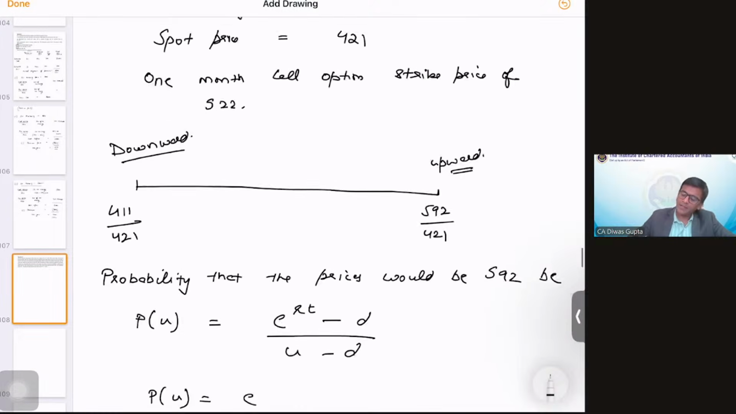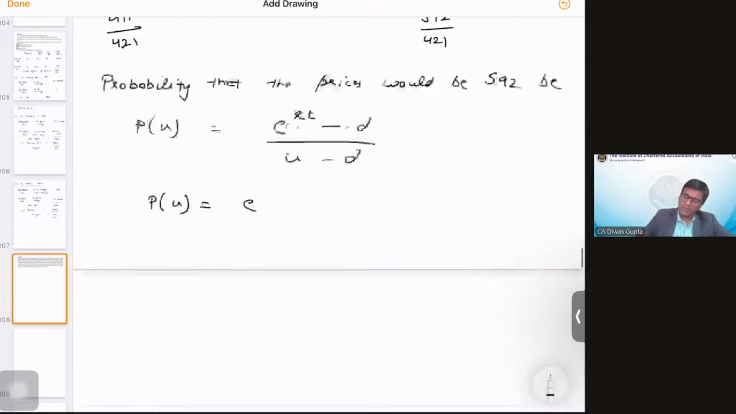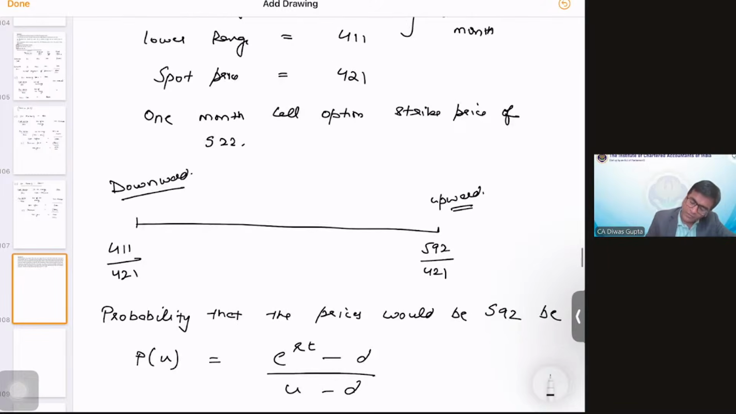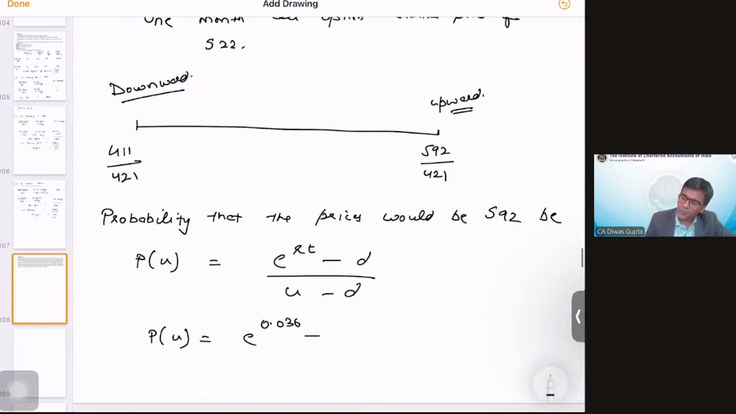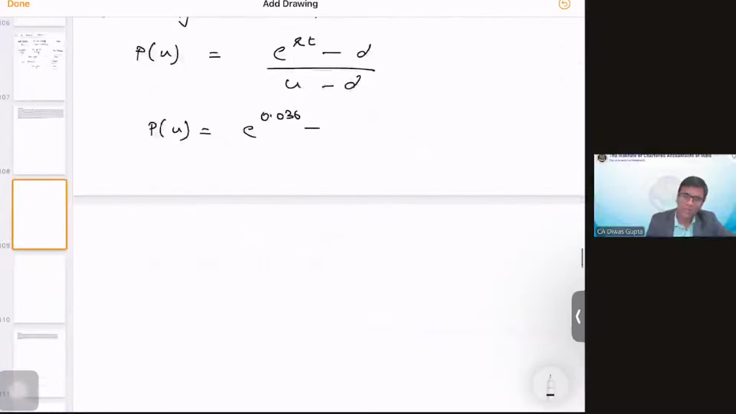Now here I am straight away assuming this 3.6 percentage is not a per annum rate. It is just a rate for which we'll have to calculate the present value or using which we will have to calculate the probability in the respective question. Okay. So I'm just straight away assuming this not being on a per annum basis. So e raised to the power 0.036 minus. Now what is the proportion of the prices moving down? 411 divided by 421 because the current price is 421, students, right? Yes, very good, Saminathan.